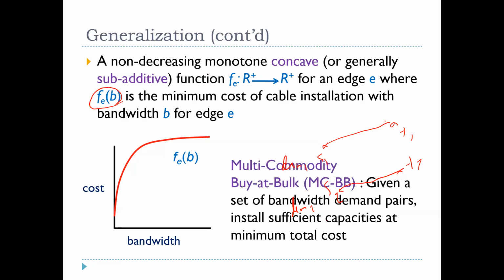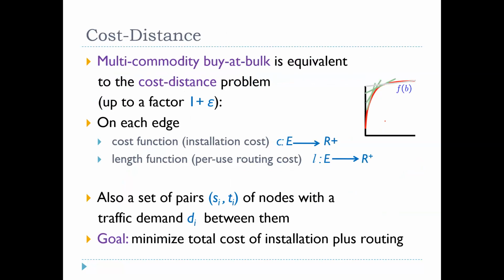Good. So given a set of bandwidth pairs, you want to install sufficient capacities at minimum total cost. We talked about this cost-distance model: for a general f_e, you can replace this problem with the problem of cost-distance, where for each edge there is a cost that you need to pay as an installation cost if you want to use it, and there is some per-usage routing cost l, which is essentially the distance, up to a 1 plus epsilon factor.